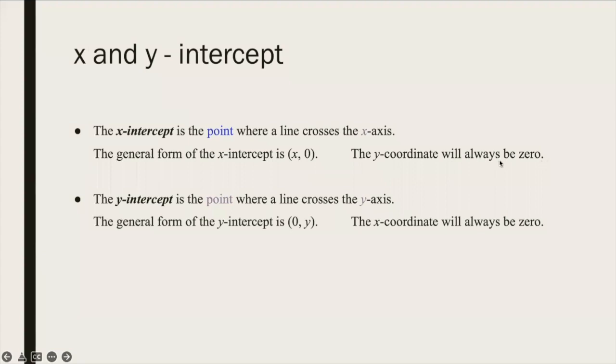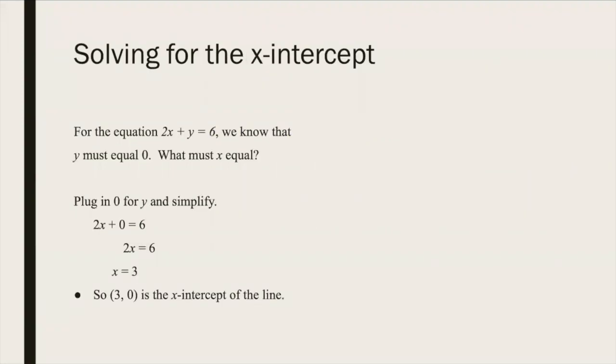On the other hand, your y-intercept is the point where a line crosses your y-axis. The general form of your y-intercept is 0, y, because your x coordinate would always be 0. To solve for your x-intercept, you just have to equate y as 0 and do the math.